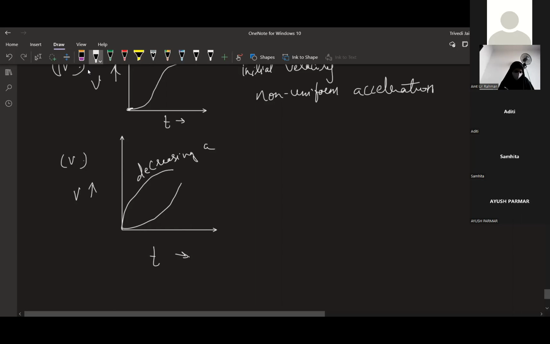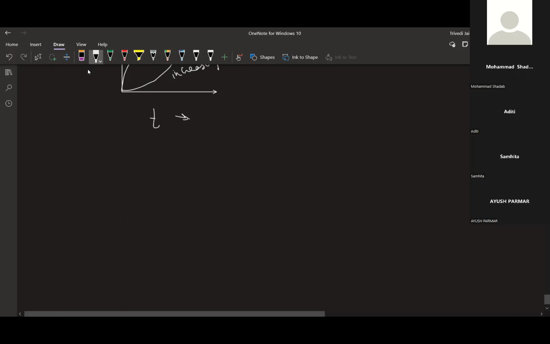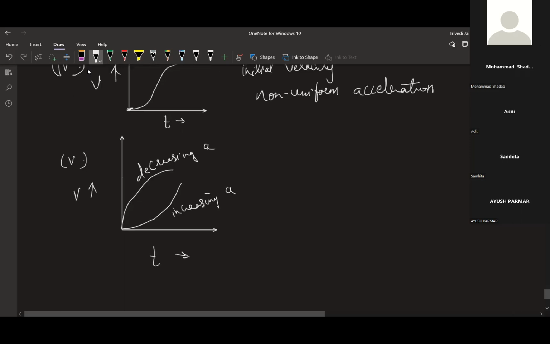Decreasing acceleration, increasing acceleration, both. So how is it possible at the same time? No, this graph shows decreasing, this graph shows increasing. So they're two different. Yeah, they are two different. That is obviously not possible to show both things.